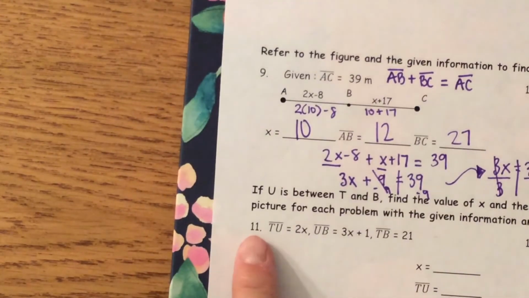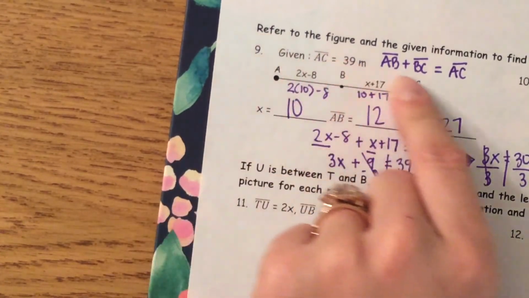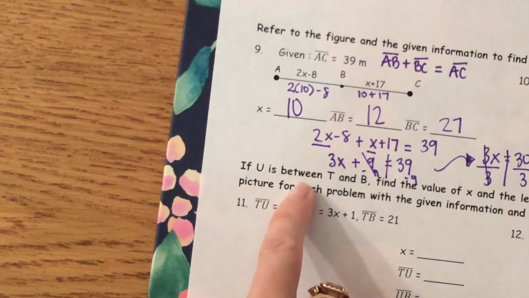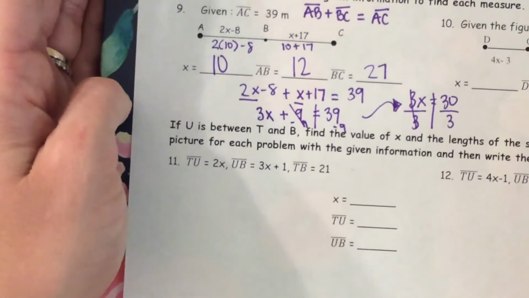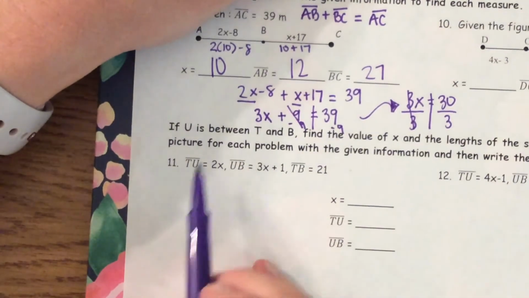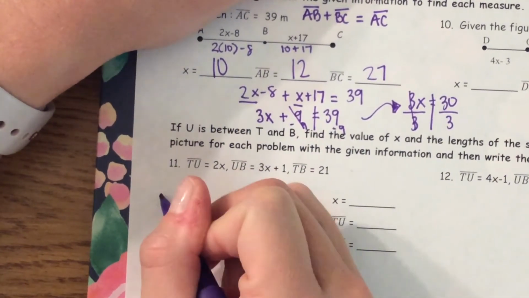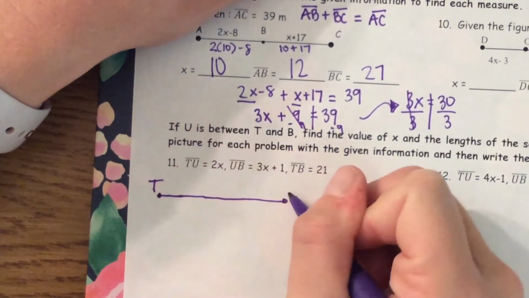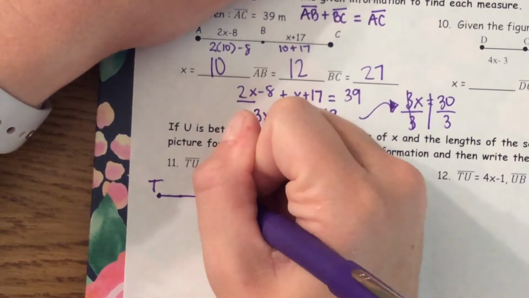All right, 11 and 12 are the same, but instead of being given the segment, you just have to create it yourself with U being in between T and B. So I will help you get started on that one, and then you'll finish those up. So U is between T and B. So that means we've got our line segment with T and B on the outsides, and then U is somewhere in between.